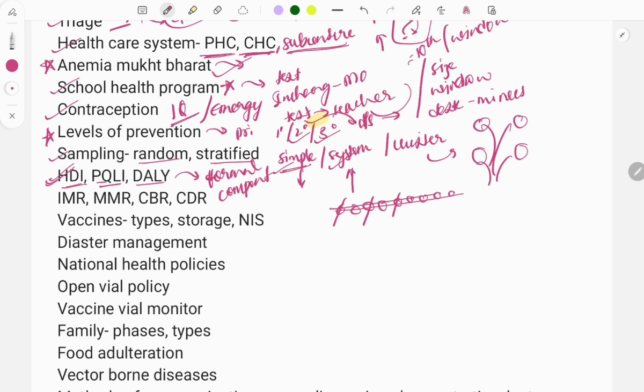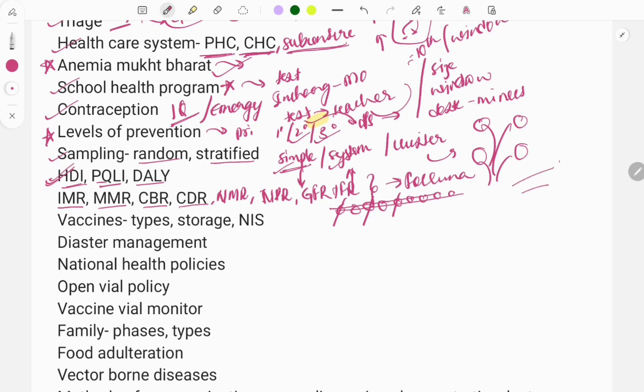Then moving on, these are certain rates: infant mortality, maternal mortality, crude birth rate, crude death rate, and there are other various rates like the neonatal mortality rate, then the reproduction rate, net reproduction rate, then general fertility rate, total fertility rate. Questions are asked on the formulas of these. So you need to learn these formulas by heart, what comes in the denominator and what comes in the numerator, and how we will calculate these things.